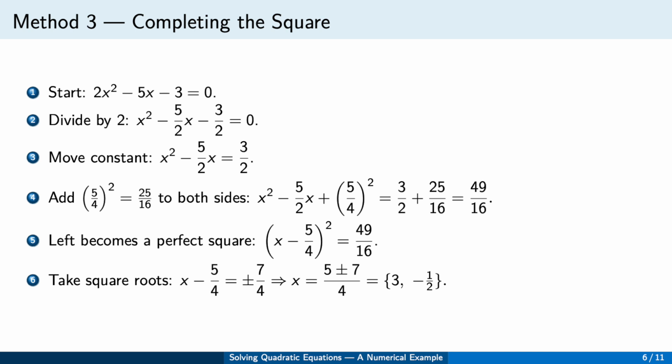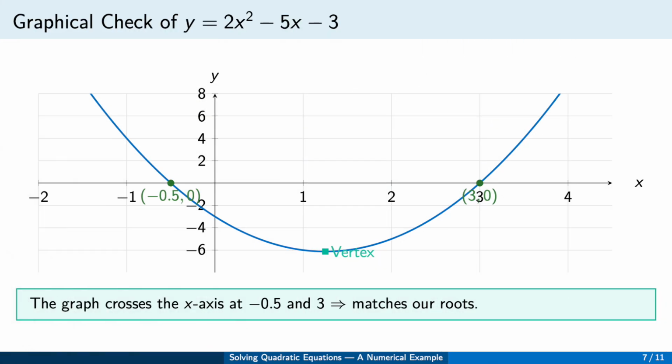Referring to point number 6, take square roots. x minus 5 quarters equals plus or minus 7 quarters, so x equals 5 plus or minus 7 all over 4, which again yields 3 and -1/2. 3 paths, 1 destination. Confidence rising. Time for a visual sense check.